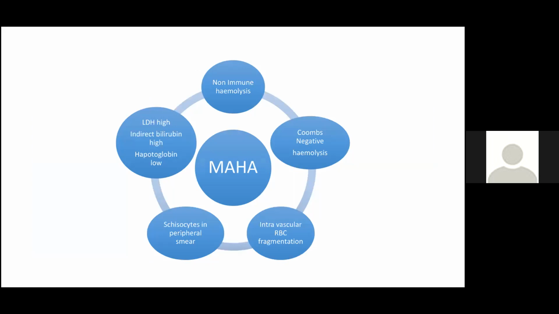Few words about MAHA, or microangiopathic hemolytic anemia. It is non-immune hemolysis. Therefore, direct antiglobulin test, Coombs, is negative, though there is hemolysis. The hemolysis happens in the intravascular compartment, and there will be red cell fragmentation inside the small blood vessels. Therefore, you will see schizocytes in the peripheral smear. And because of this intravascular hemolysis, LDH level will be high, indirect bilirubin will be high, and of course haptoglobin will be low because of the release of hemoglobin into blood.